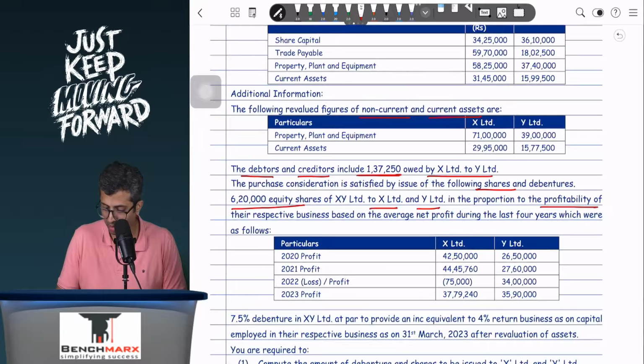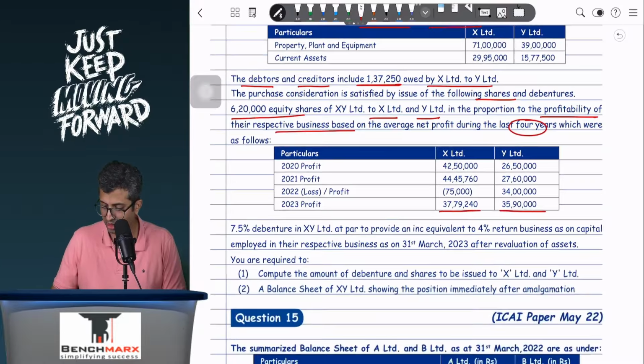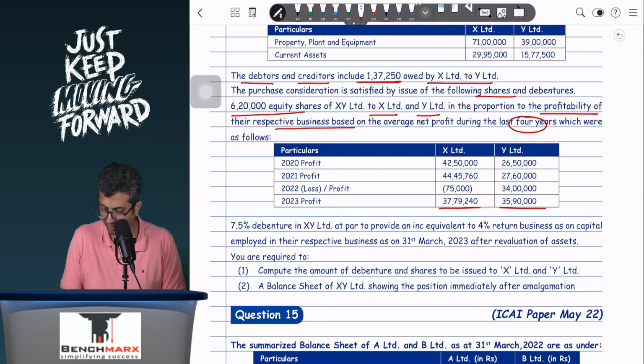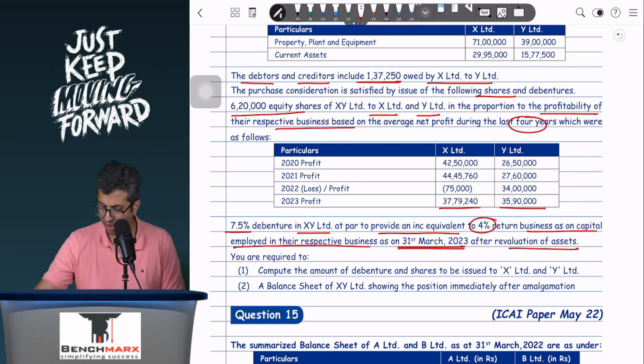The purchase consideration is satisfied by issue of the following shares and debentures: 620,000 equity shares of XY to X and Y in proportion to the profitability of their respective business based on the average profit during the last 4 years. So you will find the profit divided by 4, that will give you the average profit. And then 7.5% debentures in XY at par to provide an income equivalent to 4% return based on capital employed in their respective businesses as on 31st March 23 after considering revaluation. If I look at your average profits, this is 4250, 44, 45, 760 minus 75,000 including the loss, plus 37, 79, 240. Divided by 4 comes to around 31 lakhs.